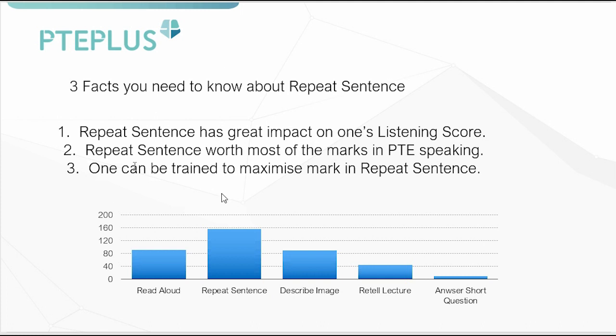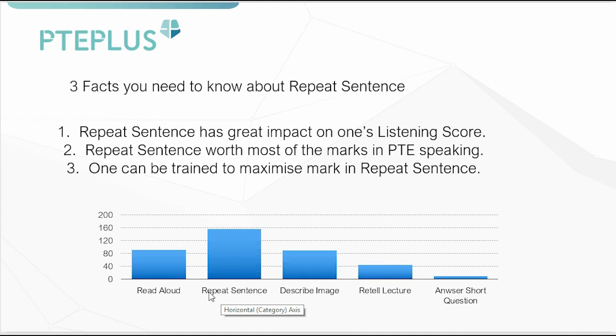The second point is that repeat sentence is in fact worth the most marks in PTE speaking. So I've talked to a lot of students, and a lot of students will tell me, is it describe image that's worth the most marks? Is it retell lecture? In reality, no. Describe image and retell lecture added up sort of equals repeat sentence on its own. So repeat sentence is the largest amount of marks you can possibly get in the exam. So that's important to understand before you go into the exam.